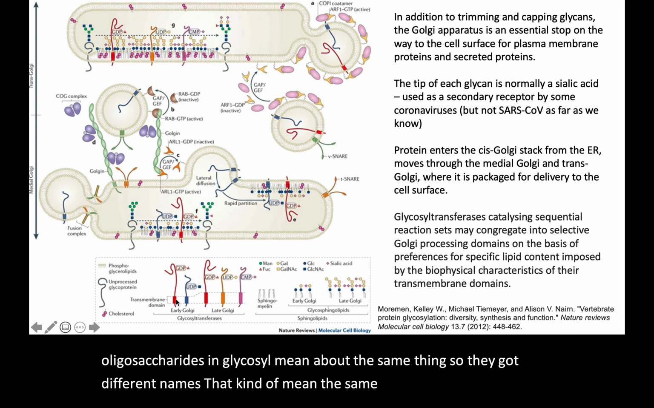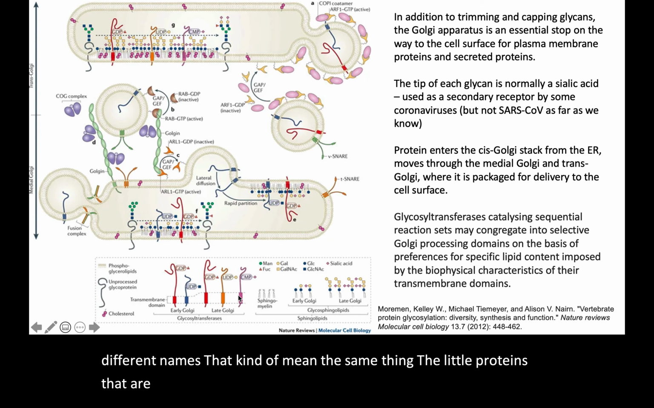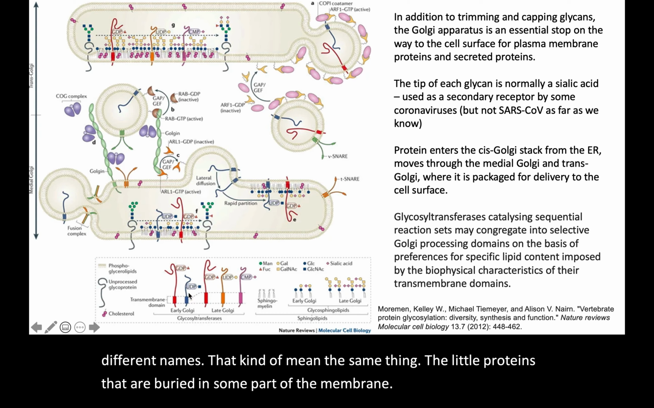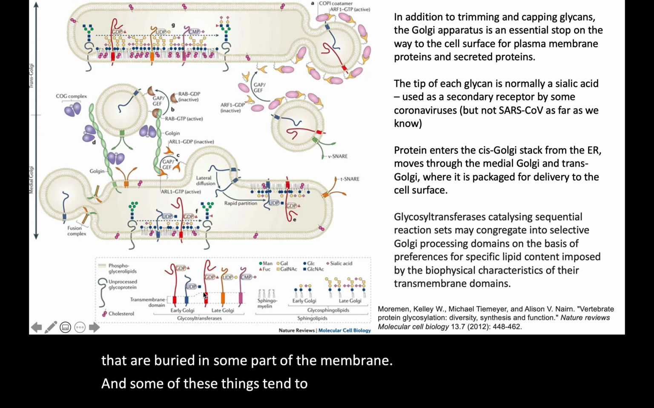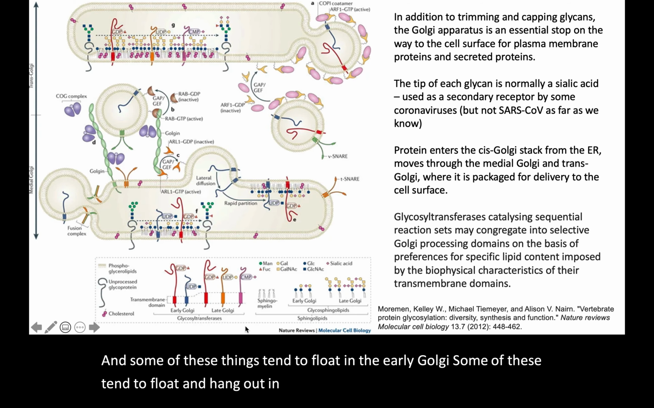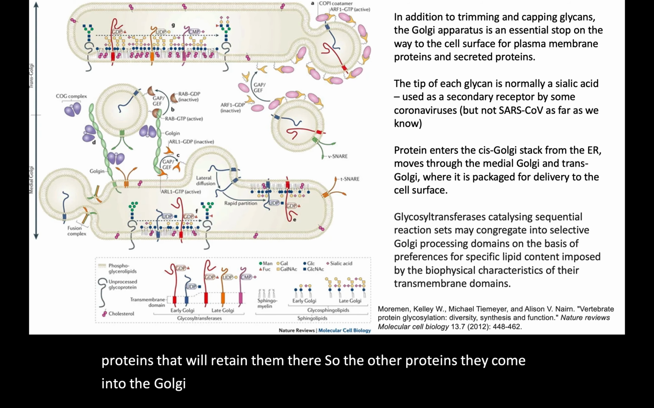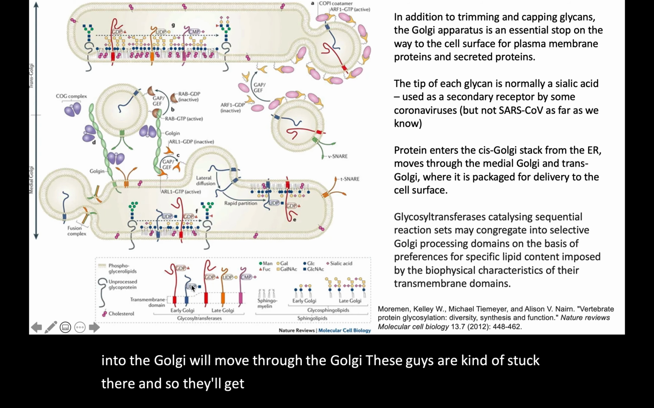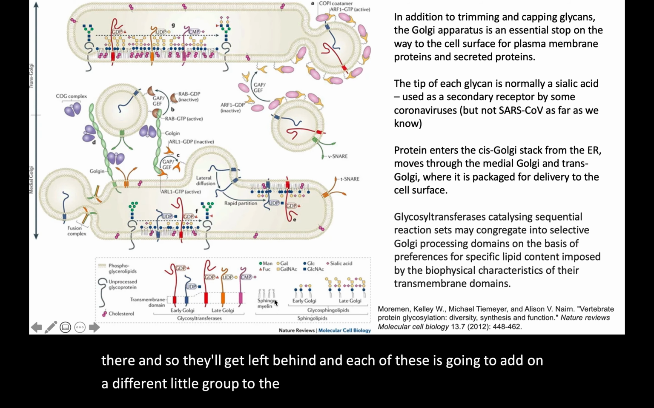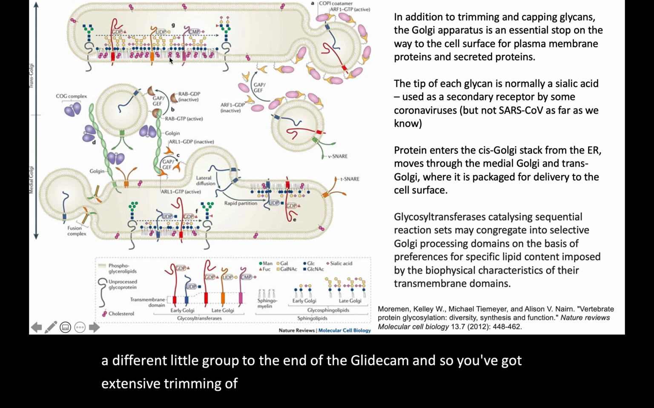They're little proteins that are buried in some part of the membrane, and some of these things tend to float in the early Golgi. Some of these tend to float and hang out in the late Golgi, and actually have other proteins that will retain them there. So the other proteins that come into the Golgi will move through the Golgi. These guys are kind of stuck there, and so they'll get left behind. And each of these is going to add on a different little group to the end of the glycan. And so you've got extensive trimming of the glycan. That's essentially what the Golgi is for.